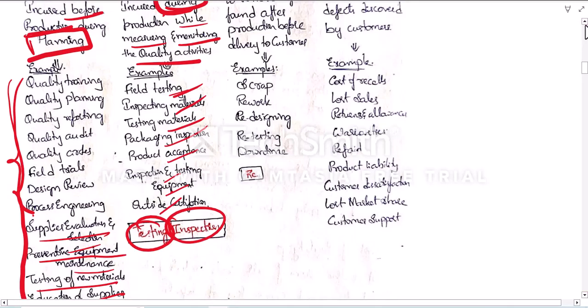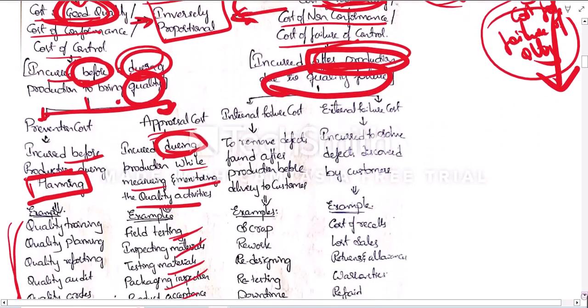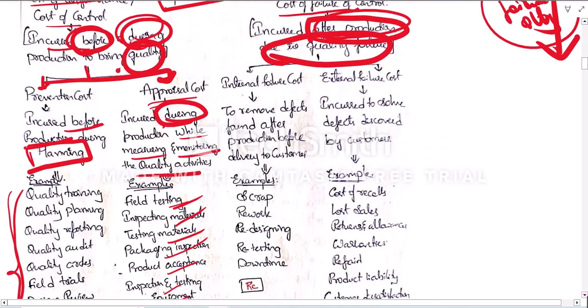You don't have to remember all this, you should just be able to understand the logic of how they are bifurcating. Anything that is incurred before planning will be under prevention cost. Anything that is during the production will be under appraisal cost. And cost of poor quality is further divided into internal failure cost and external failure cost.